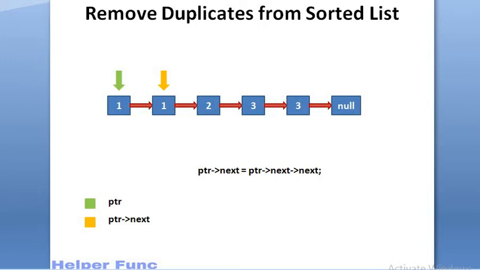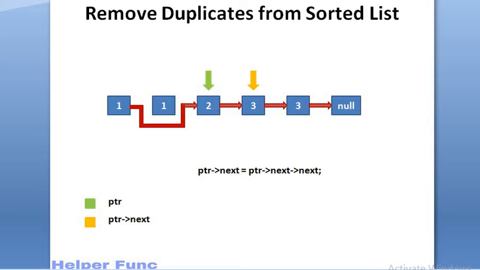At first, we see that PTR and PTR's next value are the same. So we will perform this operation. And now my PTR's next is pointing to PTR's next to next, that is, to the node with the value 2. Now we will again check, and this time PTR and PTR's next value are not the same, which means that all the duplicates of 1 have been removed. And now we will increment PTR by 1.